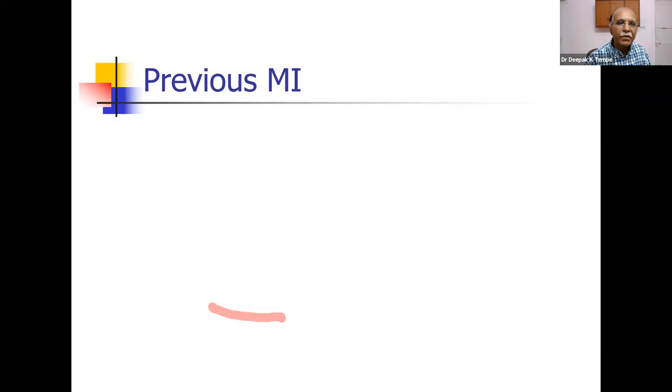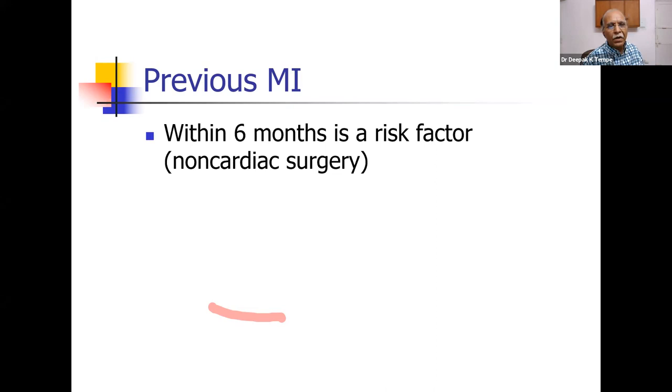Previous myocardial infarction, yes, that is also one of the important factors. Now, all these factors are very simple and very common, and we are very familiar with them. But for the sake of completeness, I am referring to them one by one. Also, this is a teaching activity for the students, so students also should be aware of all these factors. So a previous MI within 6 months is a risk factor. Now, this is for non-cardiac surgery, and although it holds true even for cardiac surgery, there is a slight difference that I would explain to you in a moment.